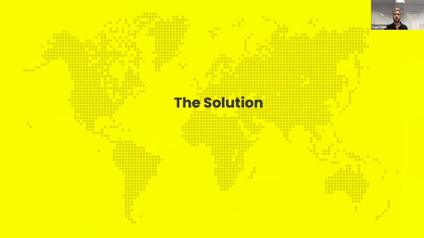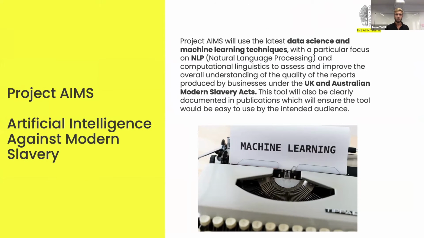So let's talk about what we can do about this. The Future Society launched Project AIMS, standing for Artificial Intelligence Against Modern Slavery. The goal is to use the latest data science and machine learning techniques, with a particular focus on natural language processing and computational linguistics, to assess and improve overall understanding of the quality of the reports produced by businesses under the UK and Australia Modern Slavery Acts. Those two countries, because they have at present the most advanced modern slavery related legislation and requirements. The goal is to create a tool that would be clearly documented and open sourced, so as to boost further research in academia and advocacy groups in this area.